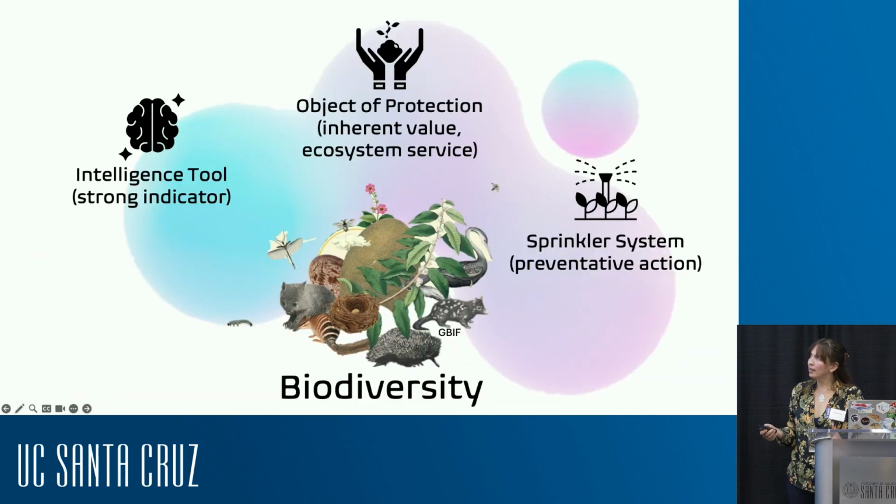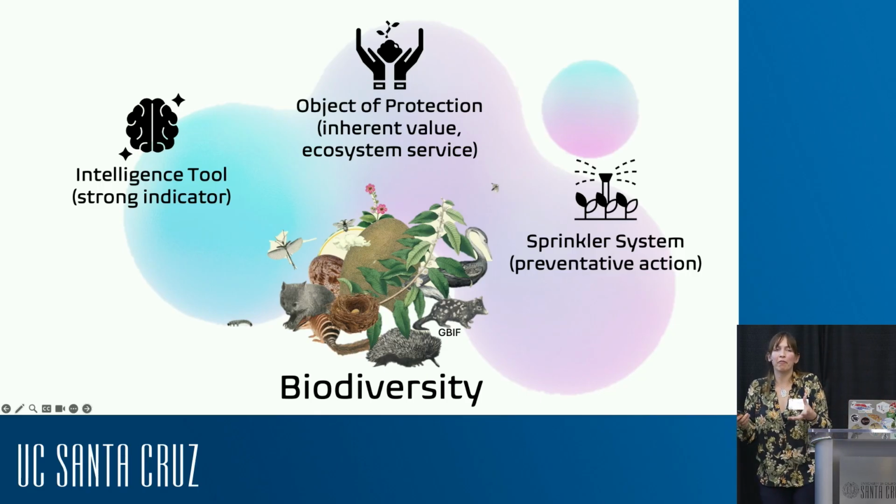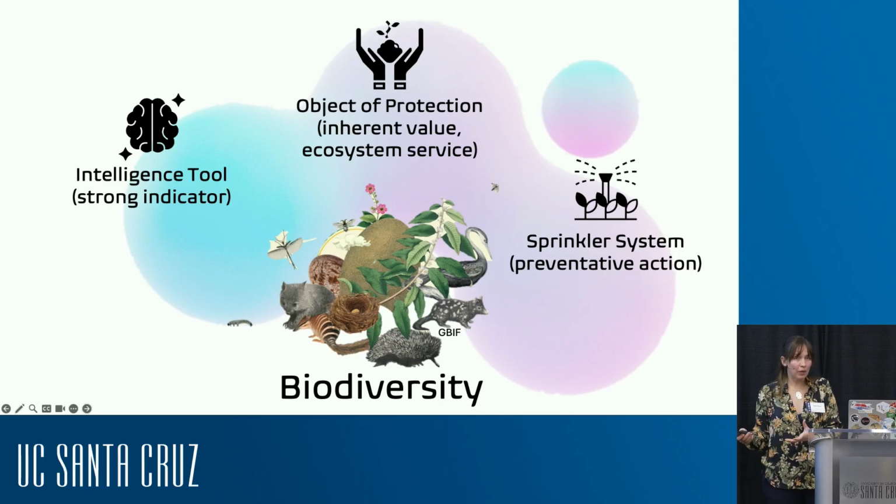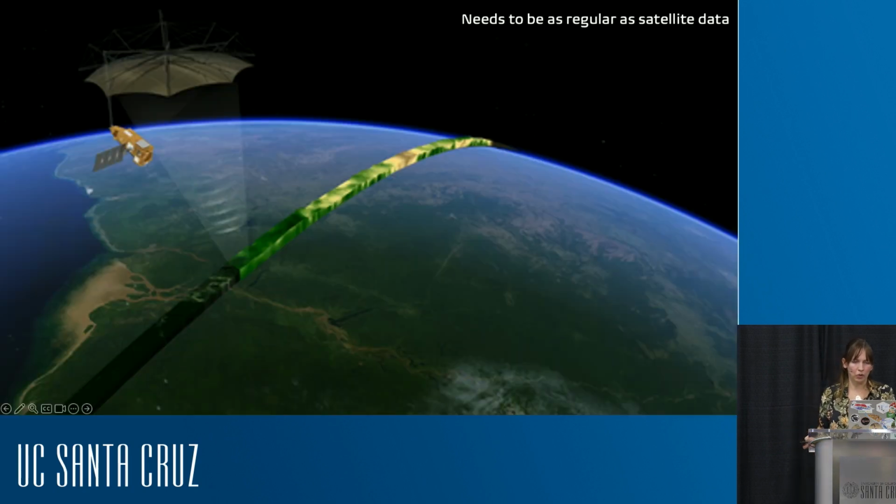So here's my thought that I stuck with before I met Beth and before I found these amazing opportunities at the University of California to do biodiversity research: can biodiversity be our intelligence tool, like a strong indicator of processes that are happening on the landscape? And can it be our object of protection because it has that inherent value of 4.5 billion years of evolution and its services that it provides for us? And can it be our sprinkler system? Can it be the way that we can work together with biodiversity to take preventative action if we understand it, what it's doing, its ecological roles?